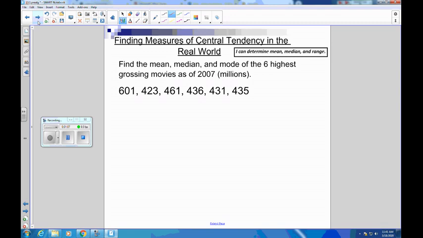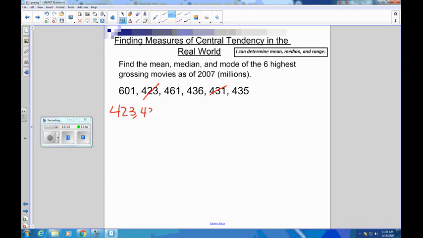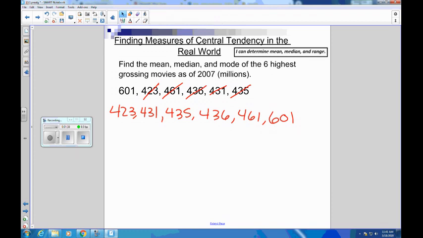I look for my smallest one. So my smallest is 423. I then just cross it out. That helps me stay organized. So I have 423. Next is 431. So again, I'm crossing it out. Then we have 435, 436, 461, and 601.